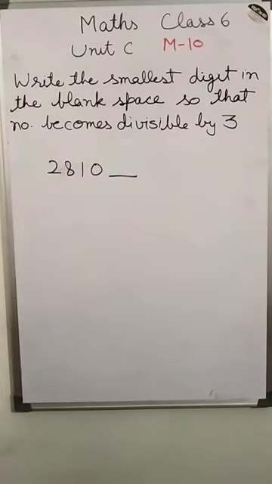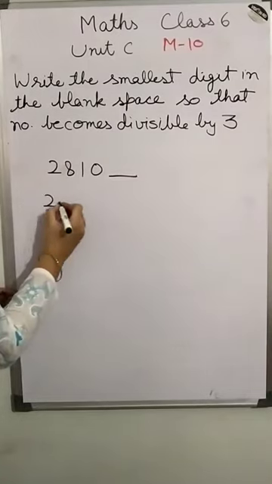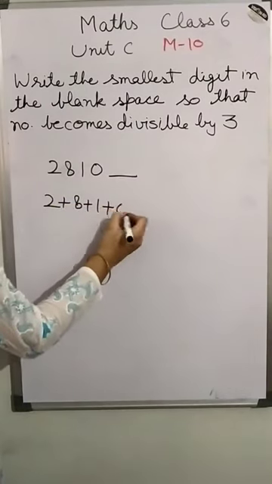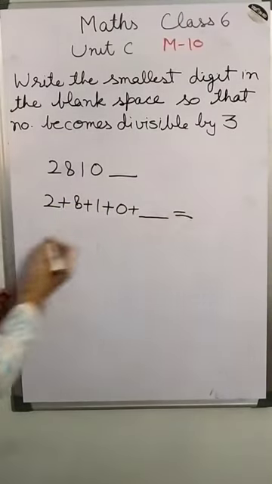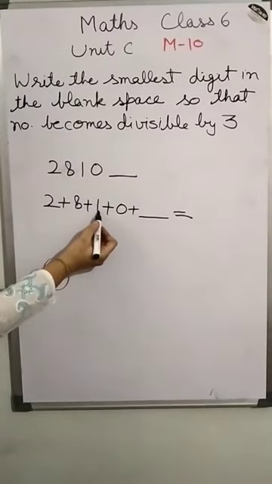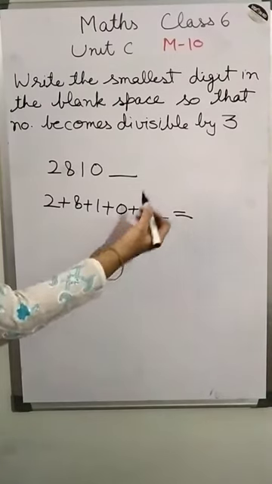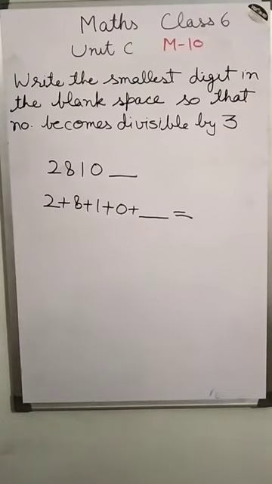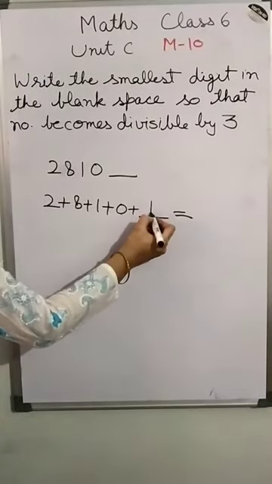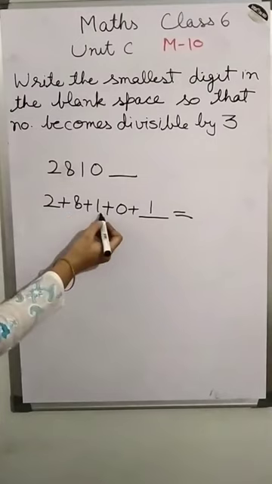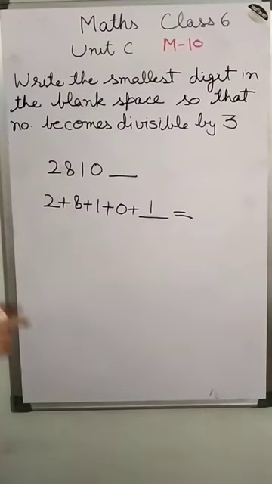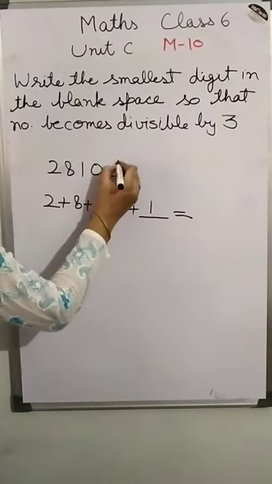In the next question, we have to check whether the number is divisible by 3 or not, and fill up the space here. For the divisibility of 3, we have to add all the digits. Here I am adding 2 plus 8 plus 1 plus 0, and I have to fill up one space. 8 plus 2 is 10, 10 plus 1 is 11, and 11 plus 0 is 11. So what do we write here so that it will be divisible by 3? If I write 1 here, then the sum is 2 plus 8, 10, 10 plus 1, 11, 11 plus 1, 12. And 12 is divisible by 3. So here we can write 1.